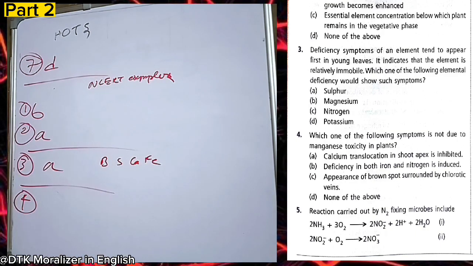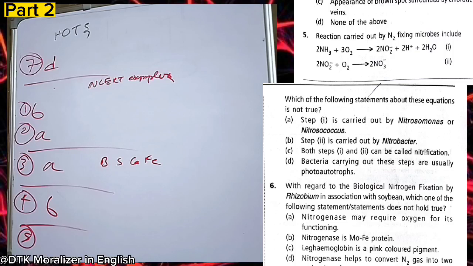Now question number 4. Which one of the following symptoms is not due to manganese toxicity in plants? Calcium translocation in shoot apex is inhibited. Deficiency in both iron and nitrogen is induced. Iron and nitrogen deficiency is not induced. Appearance of brown spots surrounded by chlorotic veins. So question number 4, option B would be right.